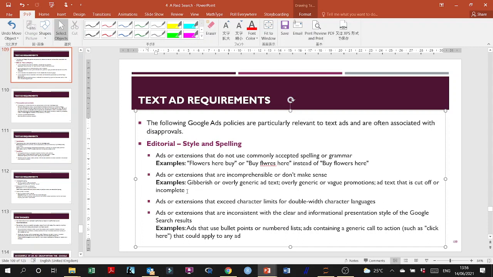Or ads or extensions that are incomprehensible or don't make sense. Please ignore them altogether. Certain keywords or slang words that are not understandable. Ads or extensions that exceed the character limit.